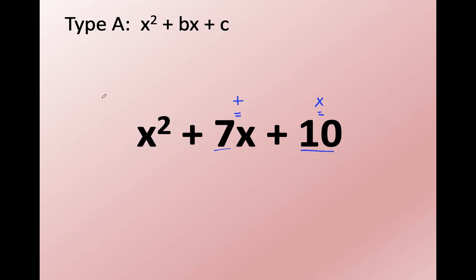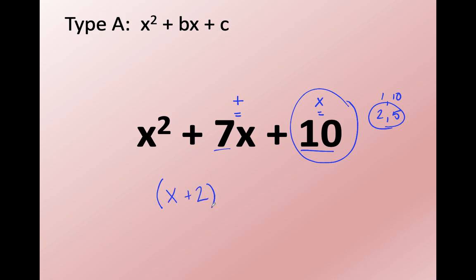If you are unsure initially, what I would suggest doing is listing the factors of the c value. So factors of 10 are 1 and 10 and 2 and 5. Which of those two pairs adds together to give you 7? And of course that's 2 and 5. That means that our binomial factors are going to be x plus 2 and x plus 5.